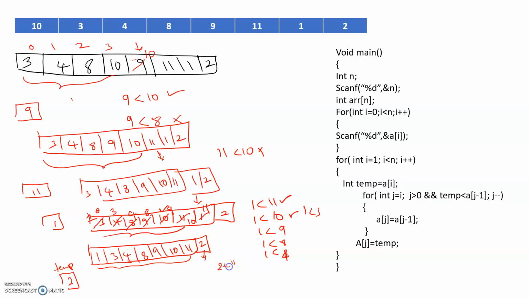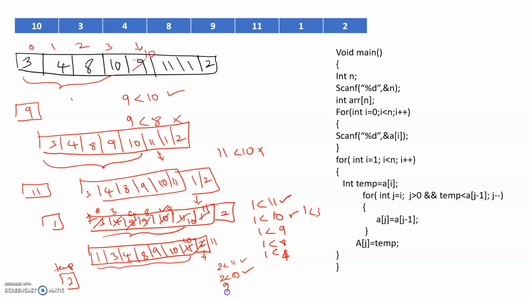Sorry, 2 is less than 11, condition true, and my 11 is going to be moved to the 1 index position. So 11 will be copied and overwritten on your 2. Next, I am going to compare this term with 10 because the 11 with 11 comparison is already done. Now I am comparing with 10. 2 is less than 10, condition true. 10 will be copied into this.